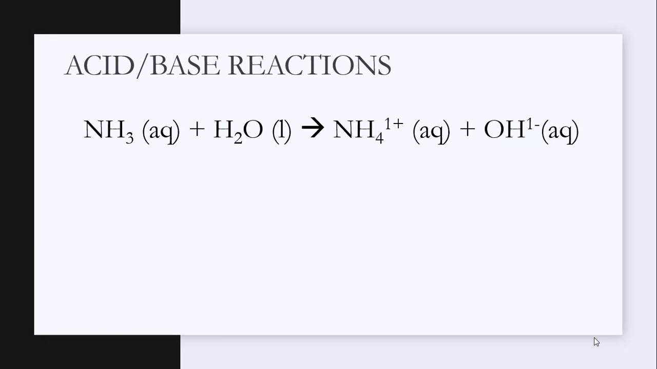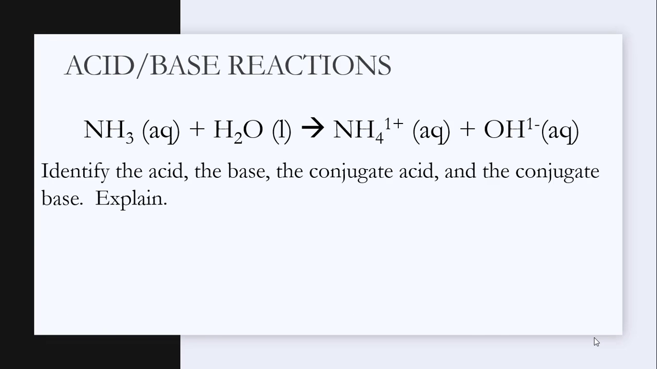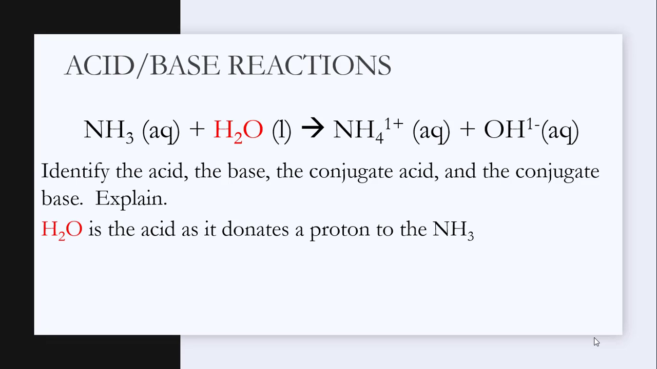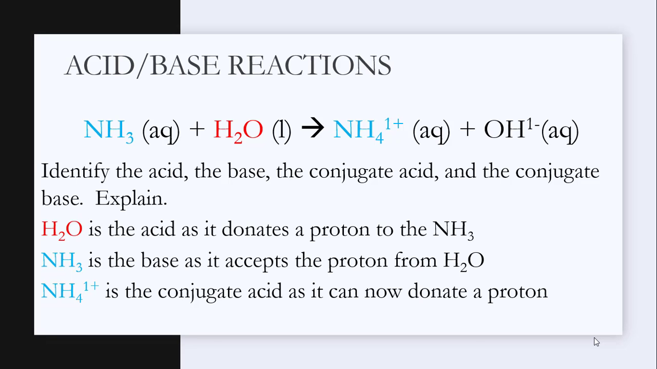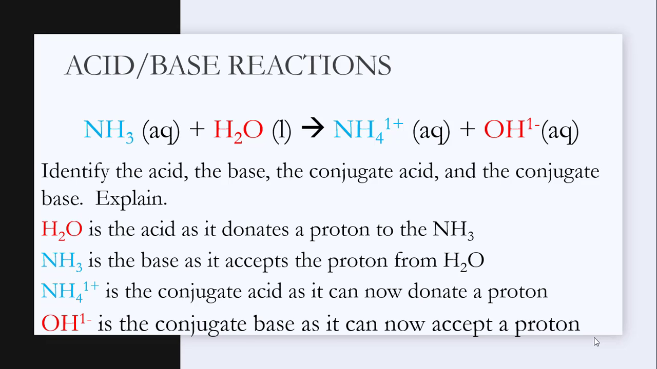So let's take a look at this and do the same thing. Give me the acid, the base, the conjugate acid, and the conjugate base, and explain why. Go. Here, the water is the acid because it donates a proton to the ammonia. The ammonia is the base as it accepts the proton from the water. That makes the ammonium the conjugate acid and the OH- the conjugate base.